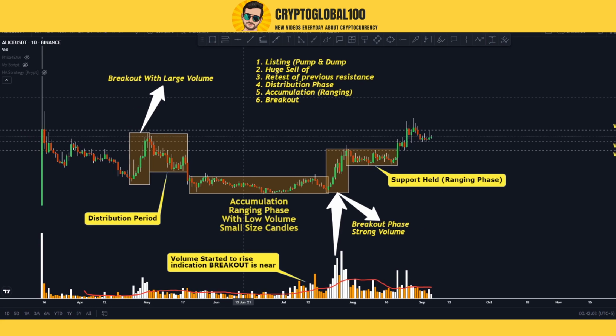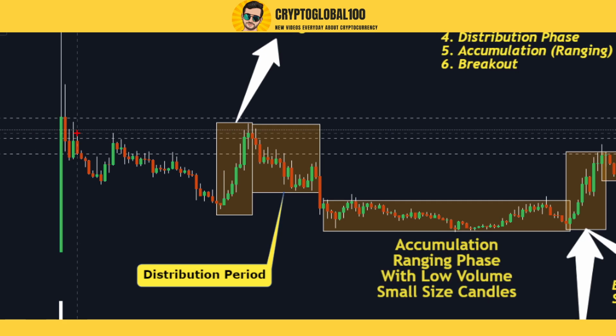So if you take a look here, number one condition is satisfied. Number two, huge sell-off. You can see here a huge sell-off with a large volume, the downside. And number three, the retest here: this candle retests the previous swing high. You can see here, this is the third condition.